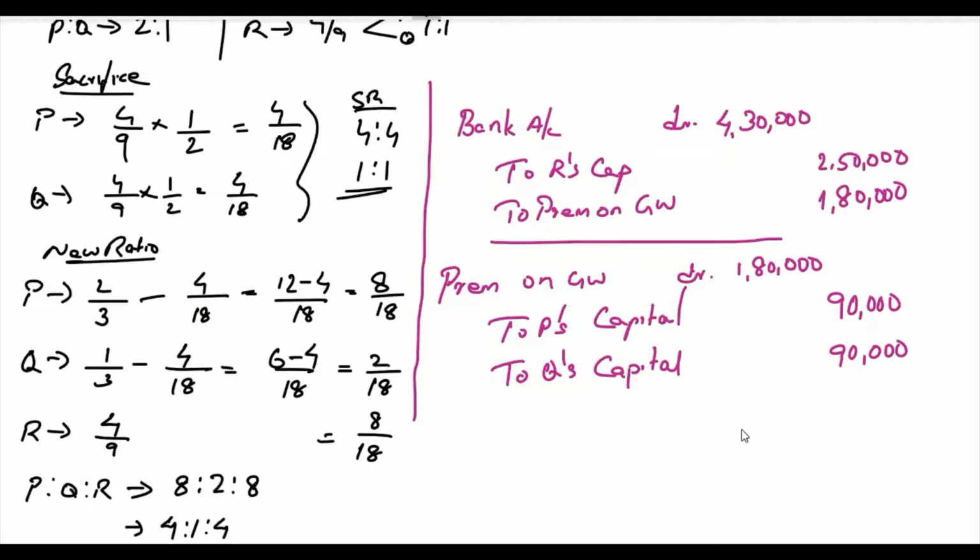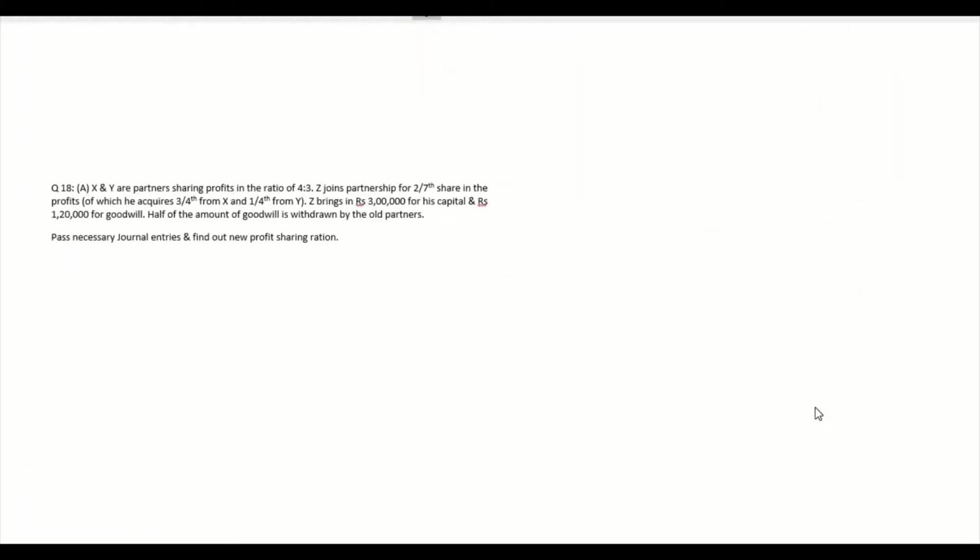So now let's move on to question number 18a. X and Y are partners sharing profit in the ratio of 4:3. Z joins the partnership for 2/7 share in the profits, of which he acquires 3/4 from X and 1/4 from Y. Z brings in rupees 3 lakhs for his capital and rupees 1,20,000 for goodwill. Half of the amount of goodwill is withdrawn by old partners. Pass necessary journal entries and find out the new profit sharing ratio.